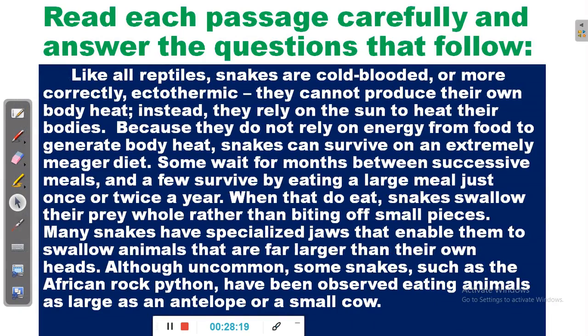We read through the passage, and don't forget, we have to read with concentration. We have to read with meaning. We have to read with a purpose. We have to read for discovery. Now let's begin to read.